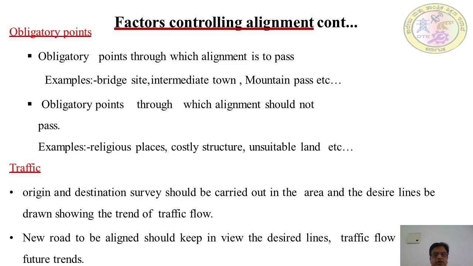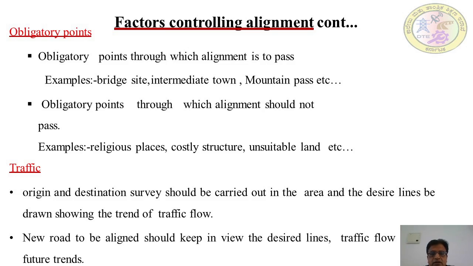Here, obligatory points we classify into two. One is obligatory points through which the alignment should pass. Example, bridge site, intermediate town, mountain pass, etc. It is very difficult to bypass this. You cannot construct a road or a highway without constructing a cross drainage work or a bridge. Invariably, at some point of time, you need to have a bridge or a cross drainage work.